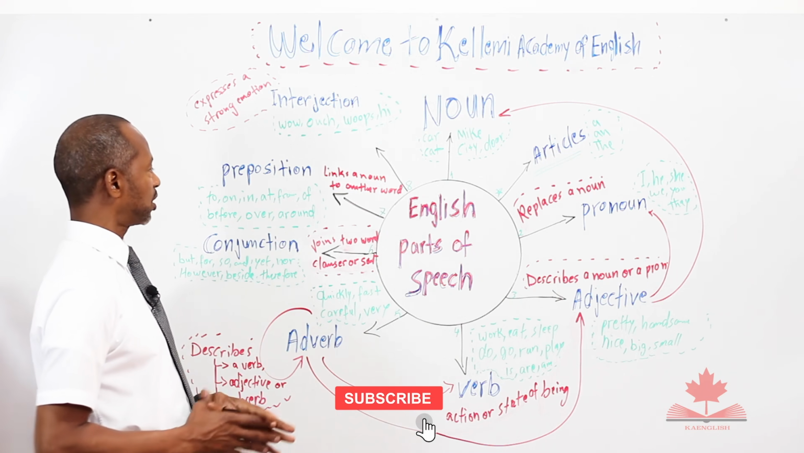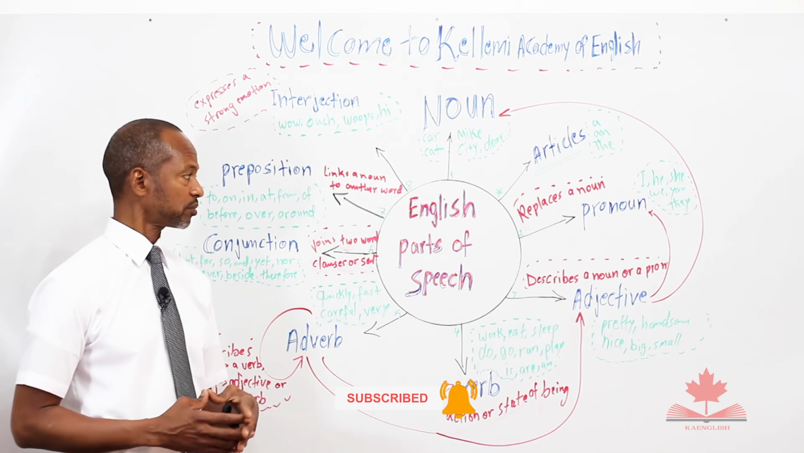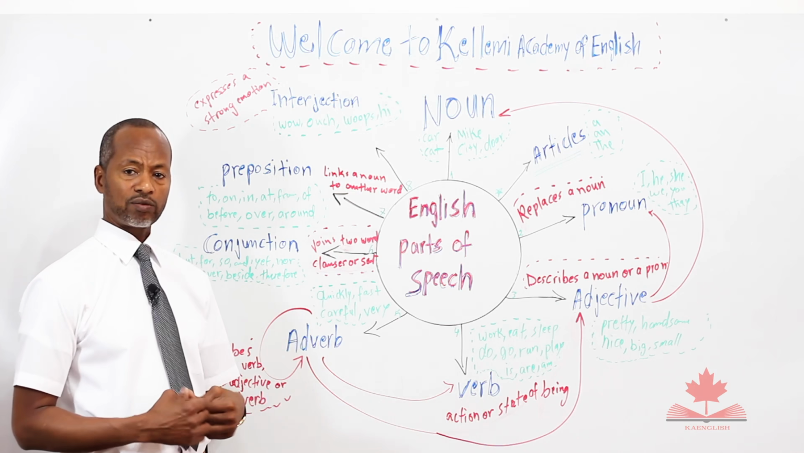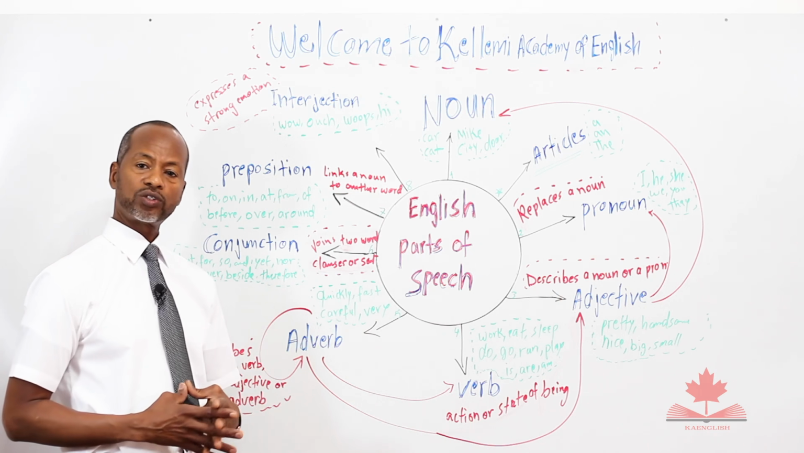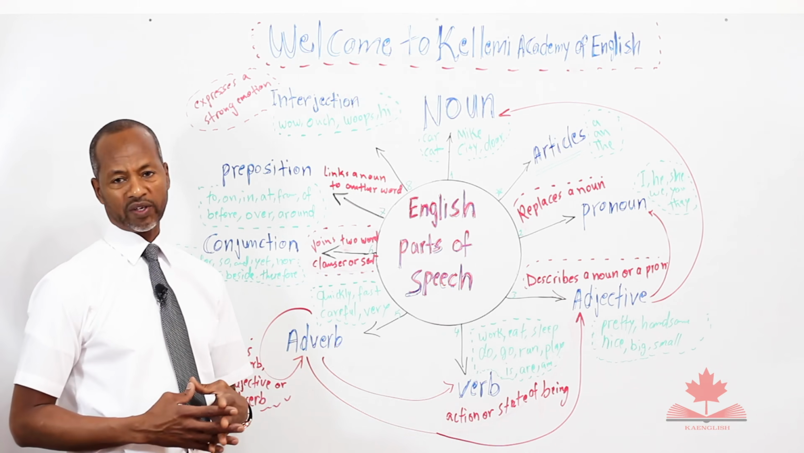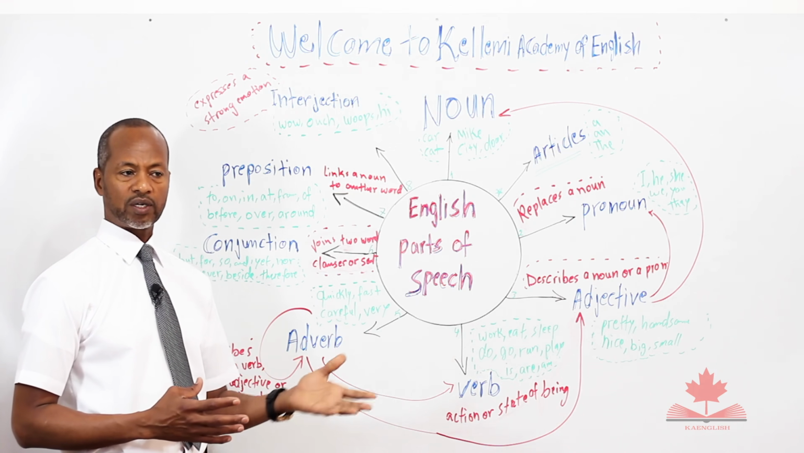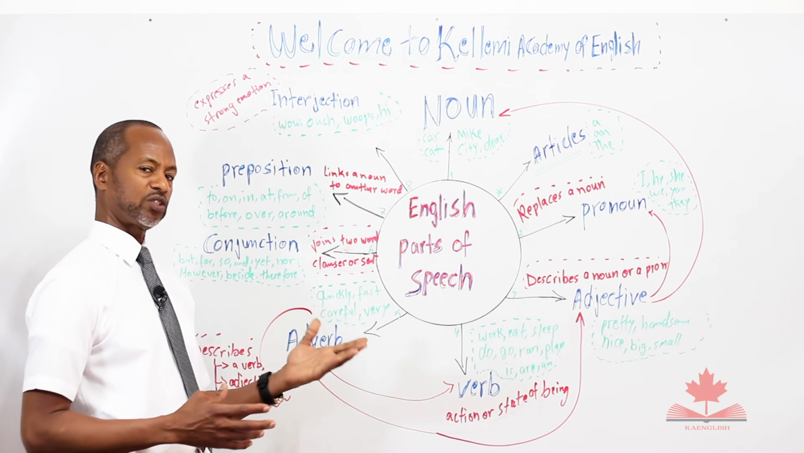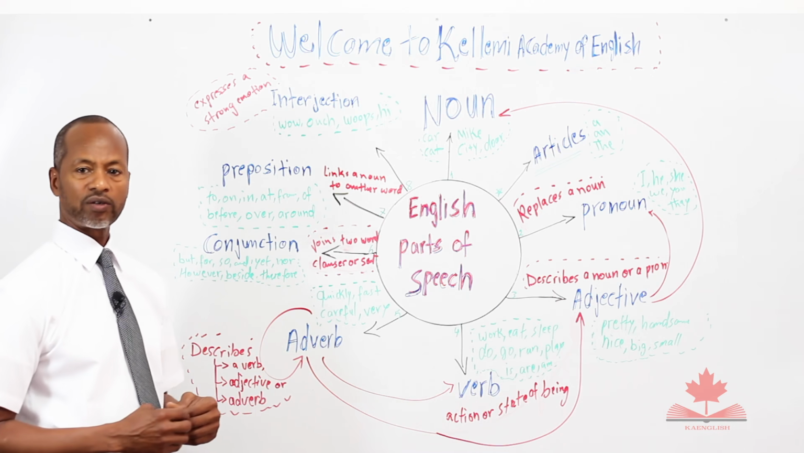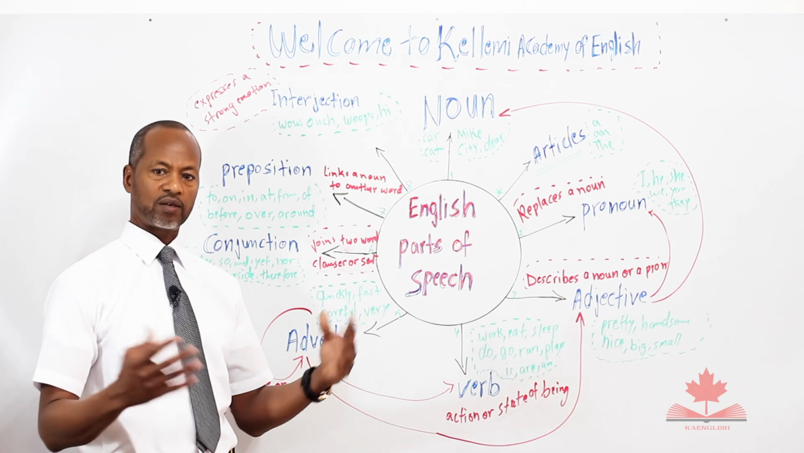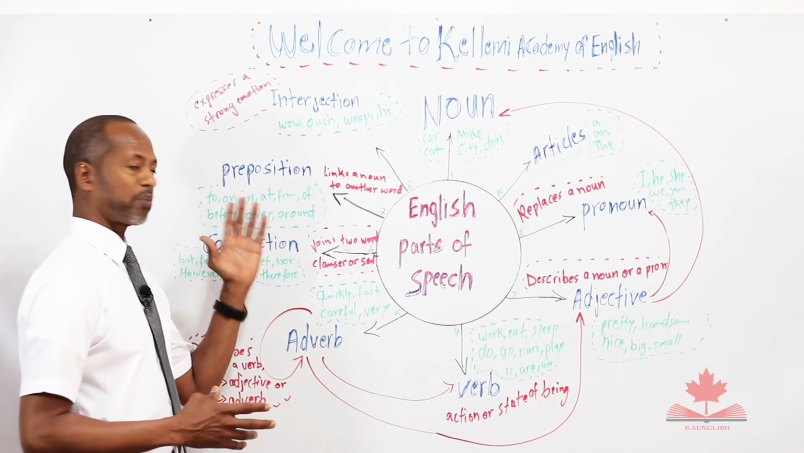So if you get to number 7, you got prepositions. Prepositions link nouns to another word. Basically, we get so many of them in English. We get prepositions of place and prepositions of time, and we talk about them in detail in a separate video.